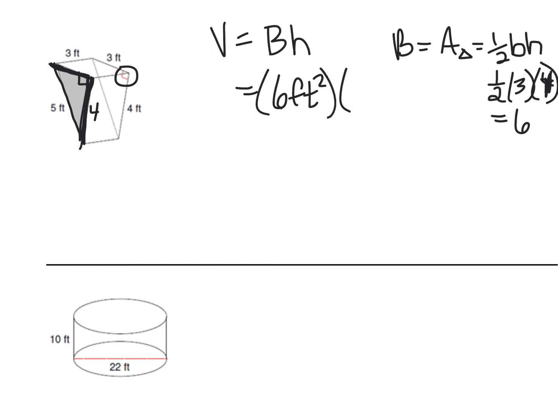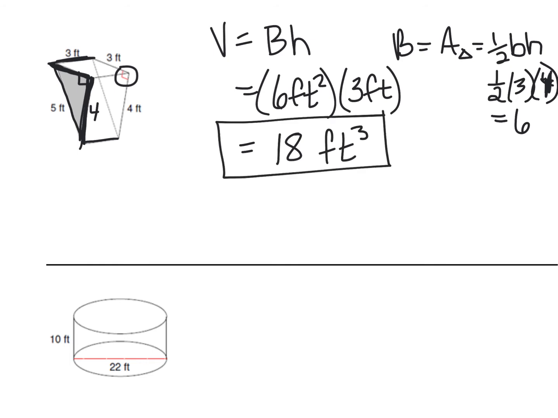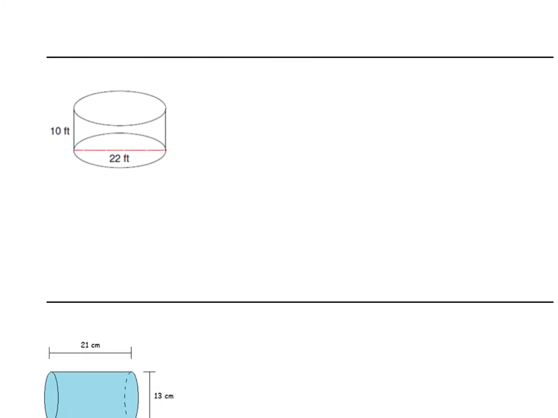And then the height is going to be the distance between the two triangles. And so that height is 3 feet. So the volume for this triangular prism is 18 feet cubed. All right, let's do a cylinder.